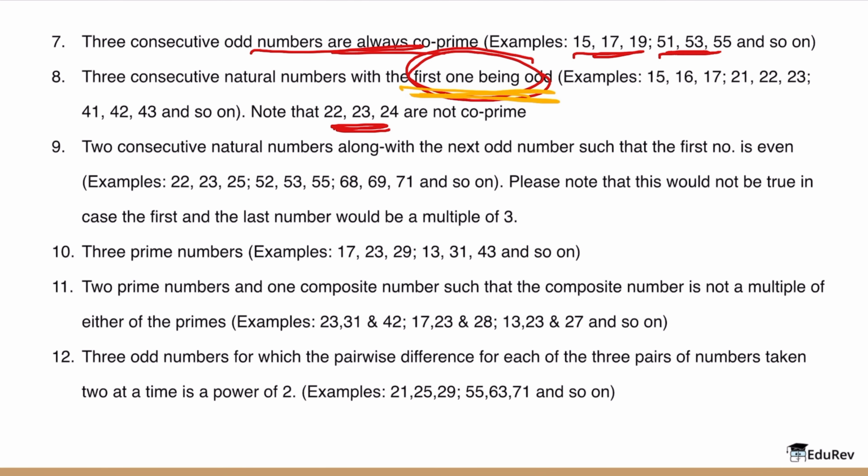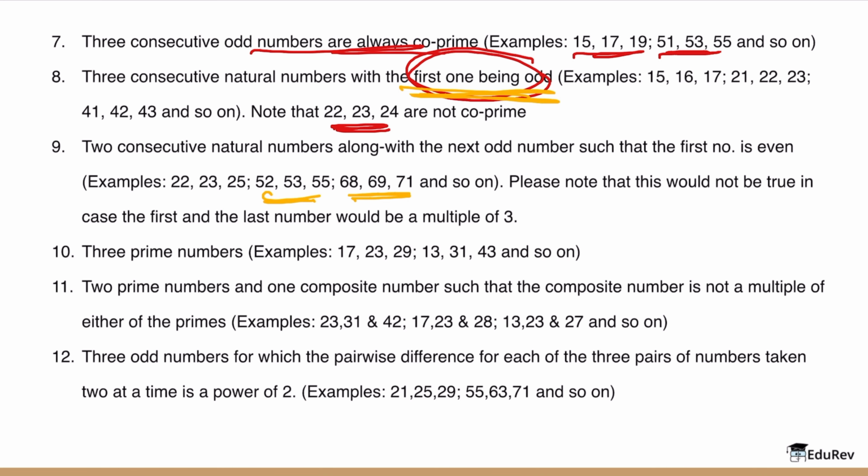Okay. Now 2 consecutive natural numbers along with the next odd number such that the first one is even, these can be your coprime, like 22, 23 and 25. Then your 52, 53 and 55, and your 68, 69 and 71 and so on. Now you have to note that this would not be true in case the first and last number is a multiple of 3, okay, because 3 will then come in them.